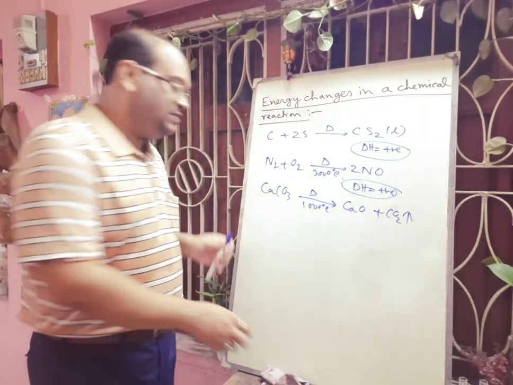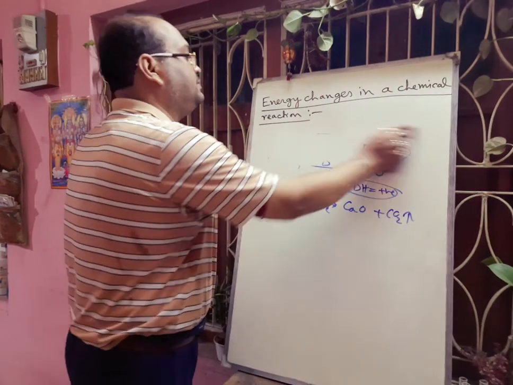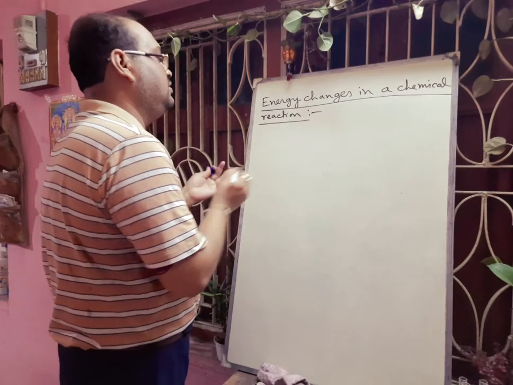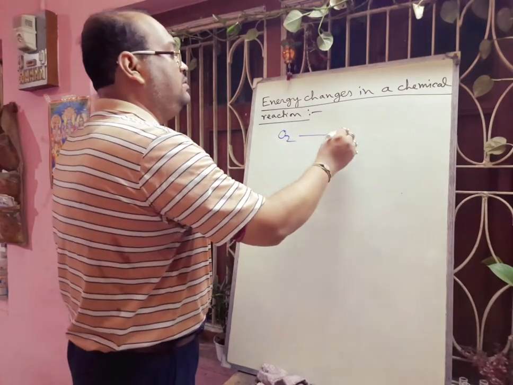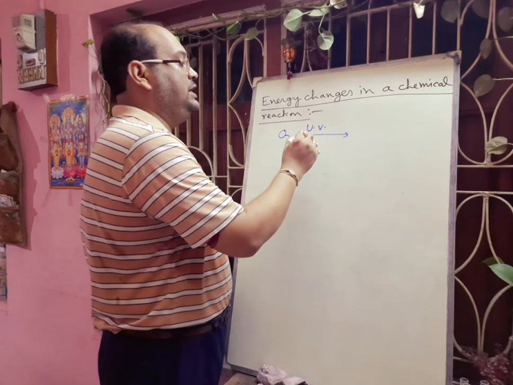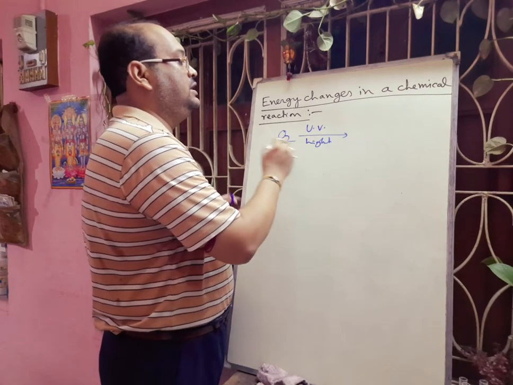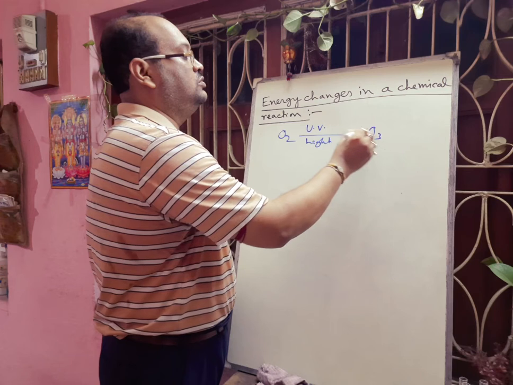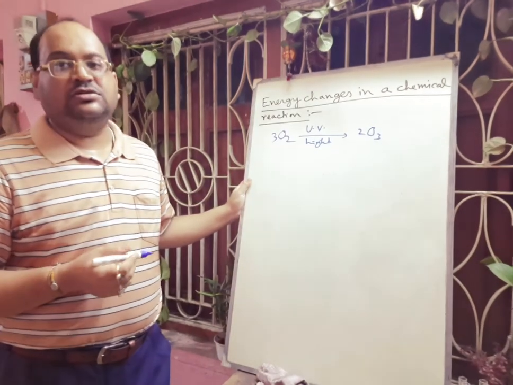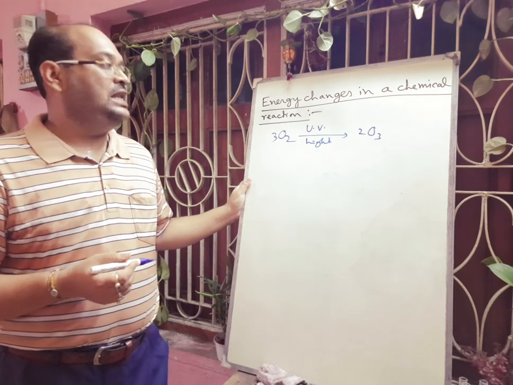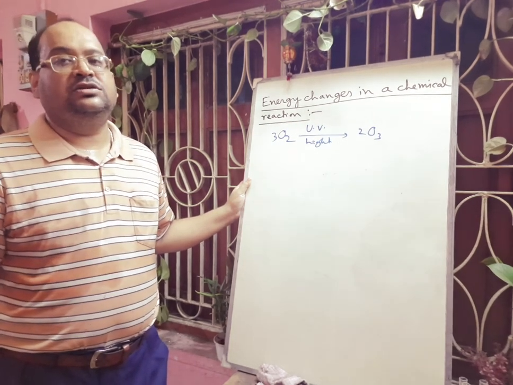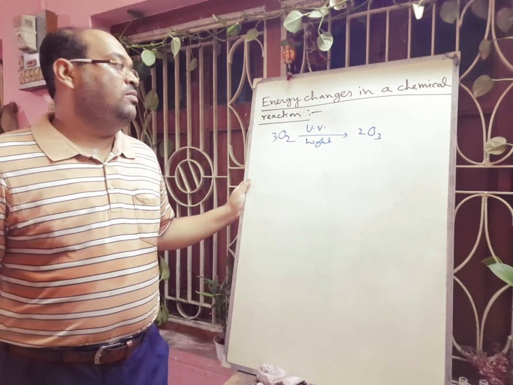Another photochemical reaction we can tell you: oxygen, when it is exposed to ultraviolet light, UV radiation, will produce ozone. So this is also one example where light energy, UV light, is used for a photochemical reaction.